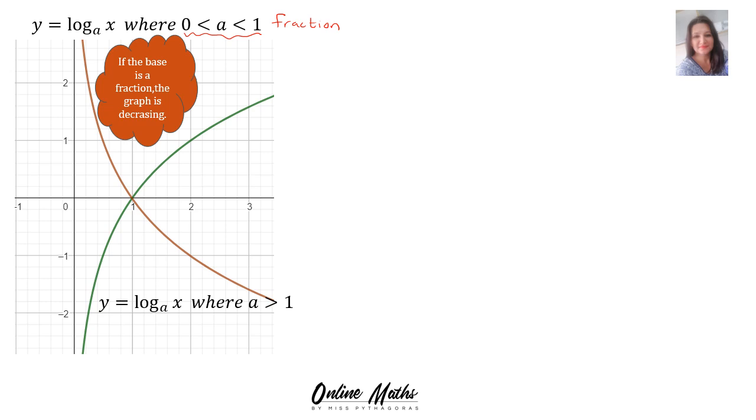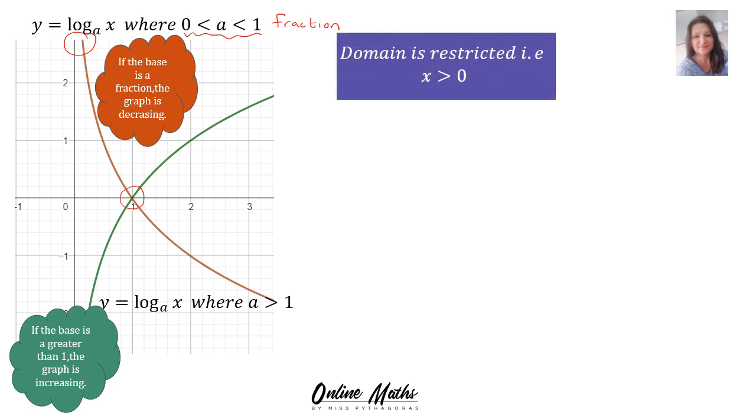Then, on the green graph, we find y is log ax, where a is greater than 1. We can see that. And then, if the base is greater than 1, the graph is increasing. And very important, can you see they cut at the point 1, 0, on the axis, and there's an asymptote. Well, the asymptote is there, it's just hidden behind the cloud. Then, please note that the domain is restricted, i.e. x is greater than 0.